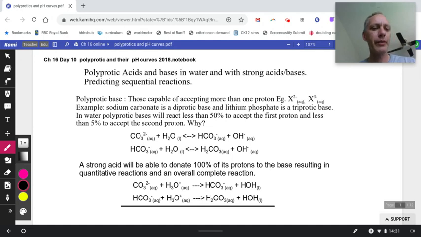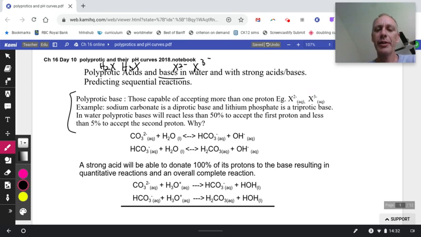So polyprotic means many protons. These are acids that have at least 2 protons to donate. So you'll see H2X or H3X. And then polyprotic bases or polybasic species are going to be at least X2 minus or X3 minus. So they can gain 2 or 3 protons. So you've got this definition here. Any base capable of accepting more than 1 proton, 2 minus or 3 minus.